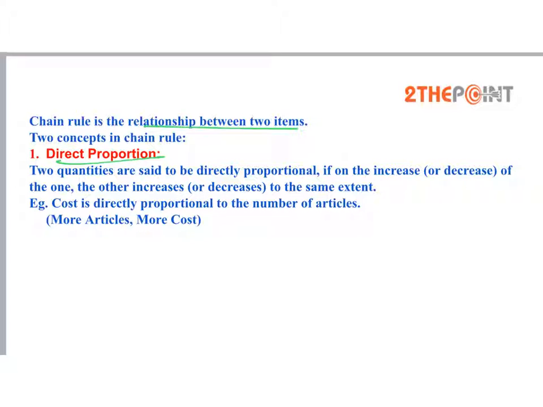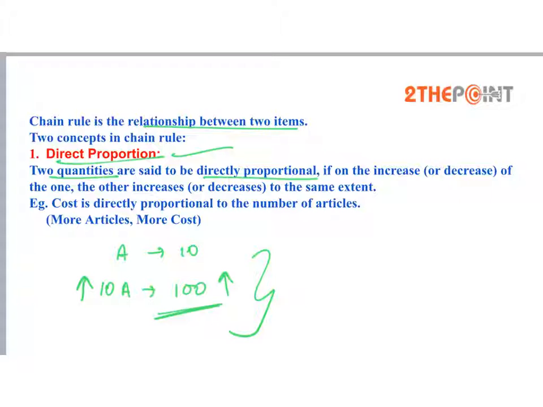In direct proportion, two quantities are said to be directly proportional. That is, if one quantity increases, the other quantity also simultaneously increases. For example, say the cost of one article is 10 rupees. If you want to purchase 10 such articles, then the cost of 10 articles becomes 100 rupees. So, here the number of articles increases, therefore the cost increases. This is nothing but direct proportion.